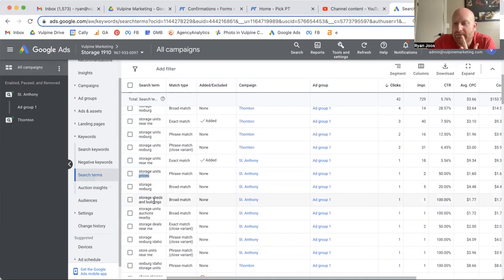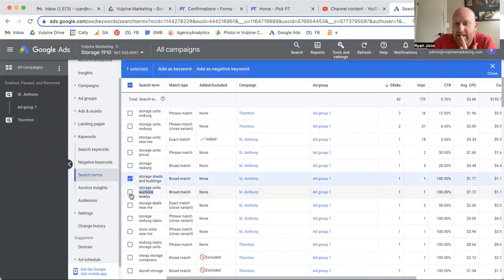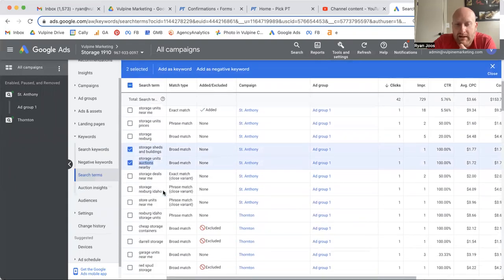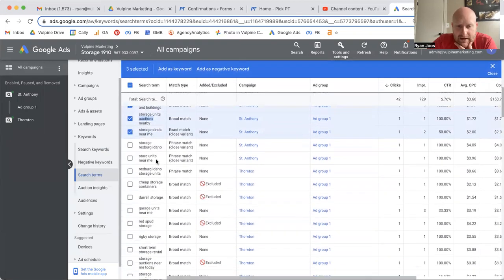Storage, sheds, and buildings. Okay, getting a little less good, right? Auctions here. Once again, I've actually already negated this out here, but that would be an example of ones I would pull out. So I'm going to select these because I am going to negate them. Those aren't good keywords. Storage deals near me. Deals. Ooh, I don't know. I don't love deals. I think I might pull out deals. We'll see there. That's not terrible.